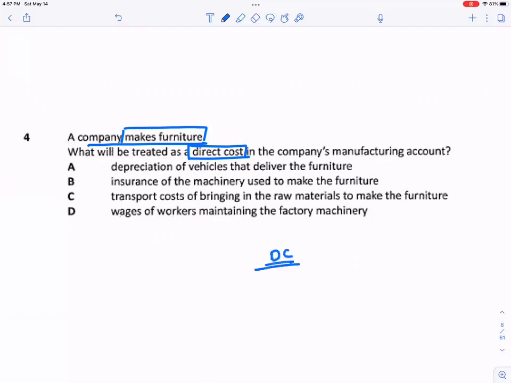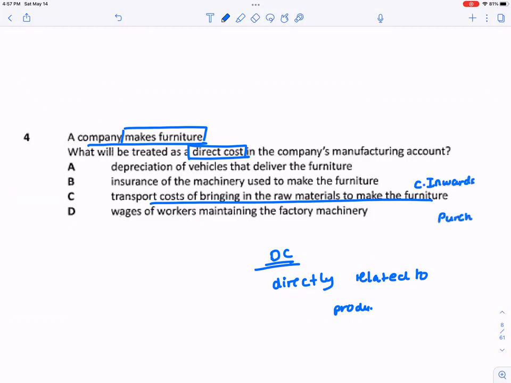It's either B or C. Direct cost means the cost that is directly related to production. Wait, not the insurance then. It's C. Transport cost to bring in the raw material to make furniture, that means carriage inwards. Isn't that a carriage cost? Carriage inwards is added to the purchase price.